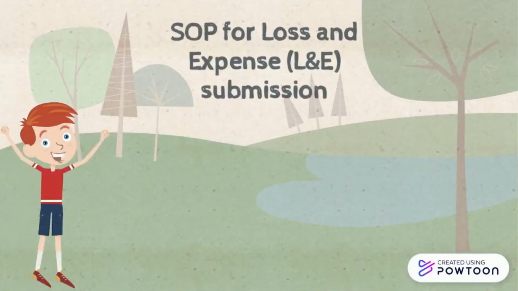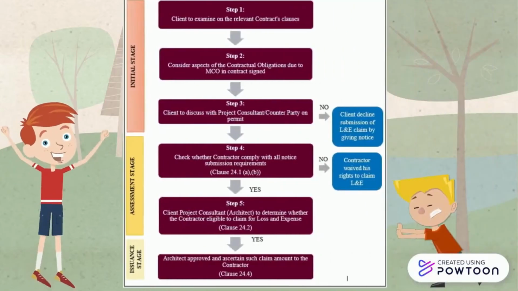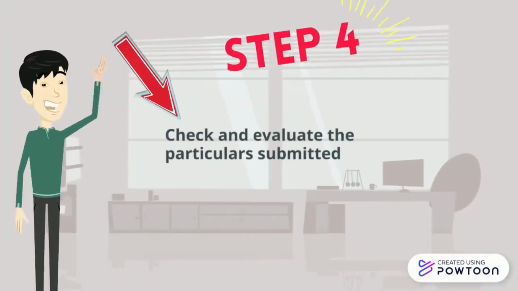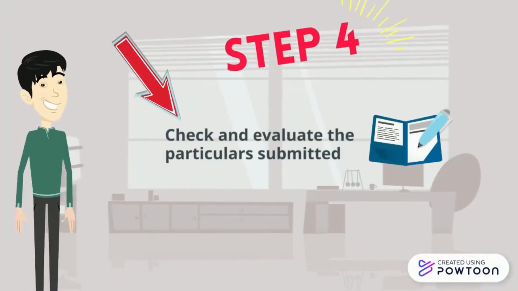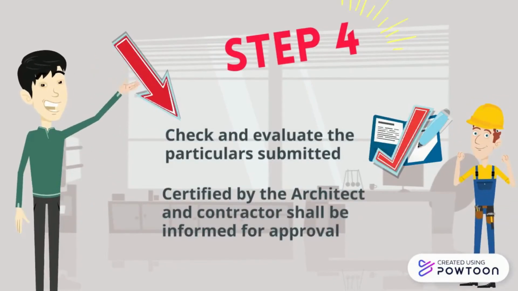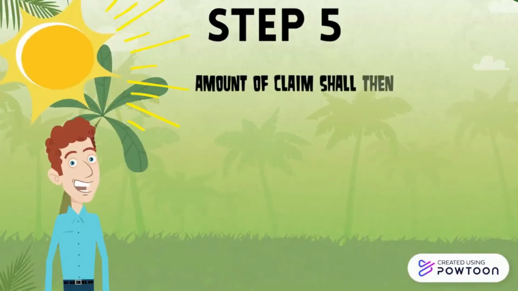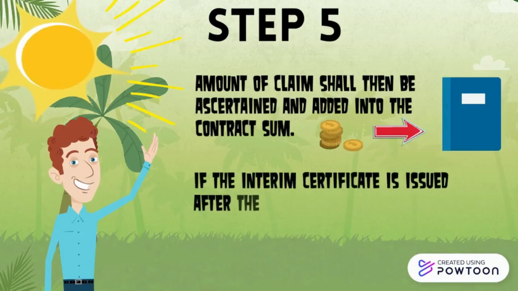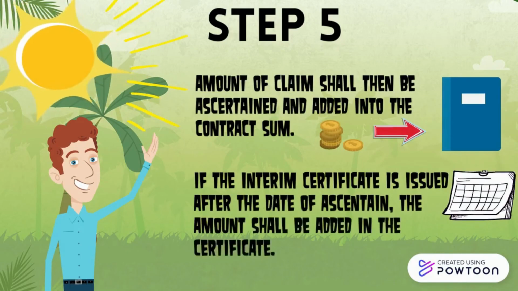Now, let us continue to discuss the SOP for L&E claims. This part will discuss Step 4 onwards, since Step 1 to 3 has been discussed previously. For Step 4 for L&E, the client team shall check and evaluate the particulars submitted. If the L&E claim is accepted, the claim shall be certified by the architect and contractor shall be informed for approval. The amount of claim shall then be ascertained and added into the contract sum. If an interim certificate is issued after the date of ascertainment, the amount shall be added in the certificate.